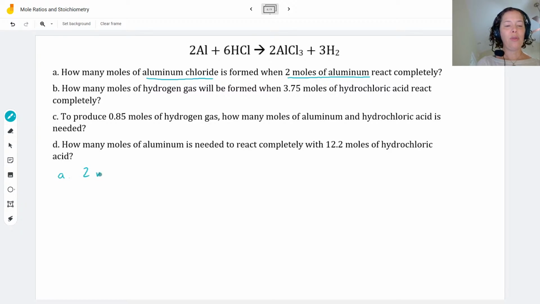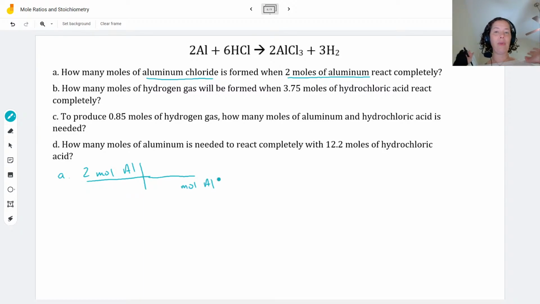We have 2 moles of aluminum. Again, this is all dimensional analysis here. We want some units to cancel and we want other units to remain. In this case, I want my moles of aluminum to cancel. I want to get rid of those. So I'm just going to go ahead and write my units here, moles of aluminum. That's what I'm canceling. I want to get rid of it.